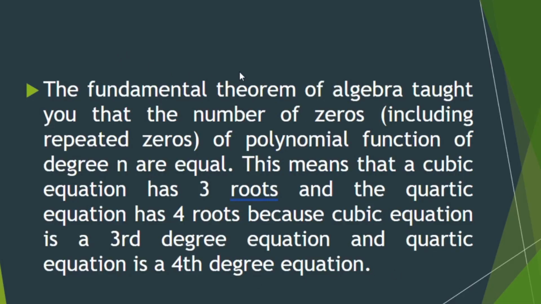So, the fundamental theorem of algebra taught you that the number of zeros, including repeated zeros, of a polynomial function of degree n is equal to n. So, this means that a cubic equation has 3 roots and a quartic equation has 4 roots, because a cubic equation is a third degree equation and a quartic equation is a fourth degree equation.